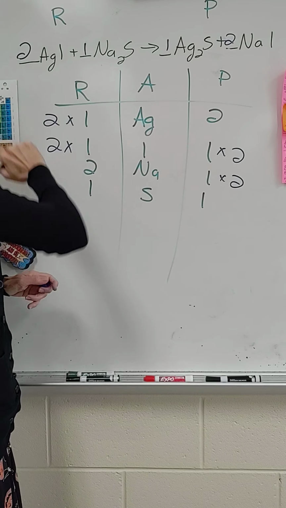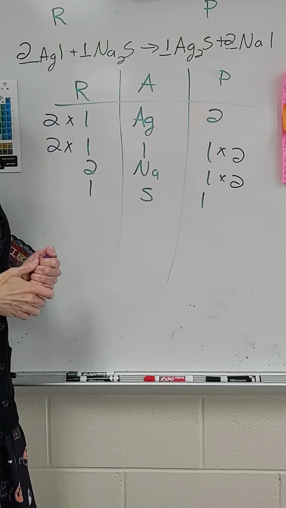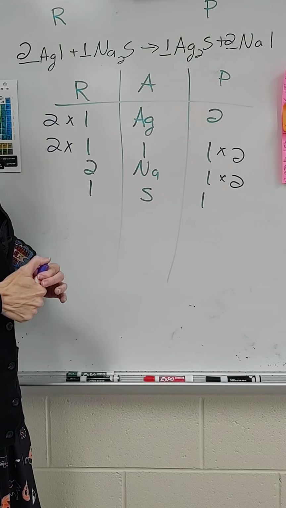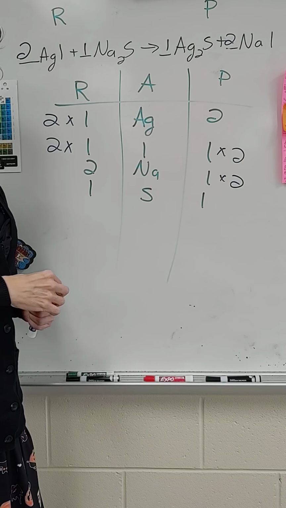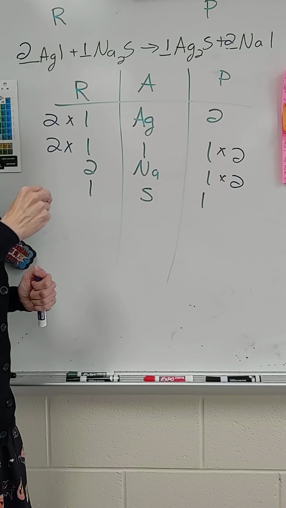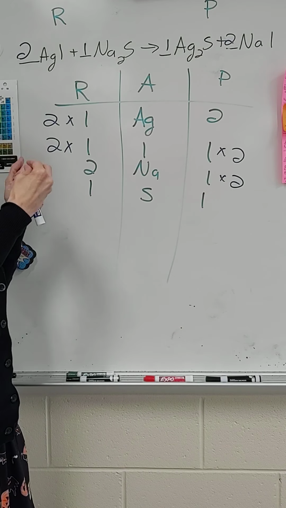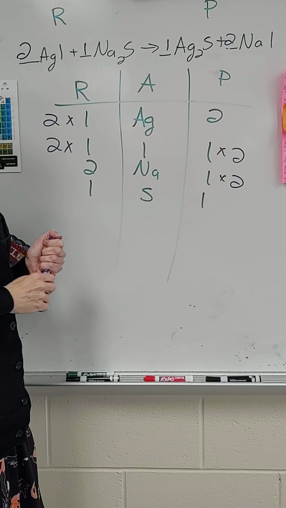One last piece of advice I have for you, leave hydrogen for last. Hydrogen is often found by itself on either the reactant side or the product side. So if you leave hydrogen until the end, it's easy to balance because when you balance an element off by itself, it doesn't affect anything else within a compound.